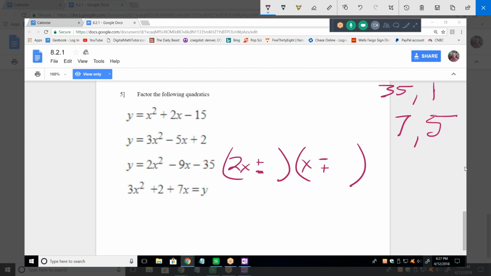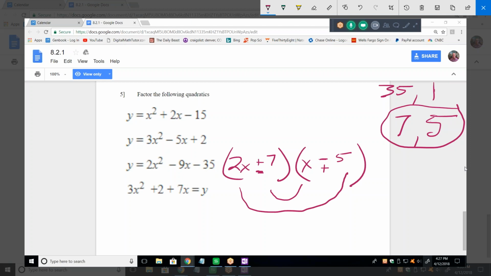So I got 2 choices here. I can deal with 35 and 1, or I can deal with 7 and 5. Which one am I going to start with in my trial and error process? 7 and 5. Always the 2 that are closer together, just because that is much more likely to be the correct answer. Okay? So we'll just start right here, 7 and 5. I'm just going to trial and error. What does that produce as a middle term? That's going to tell me a lot.